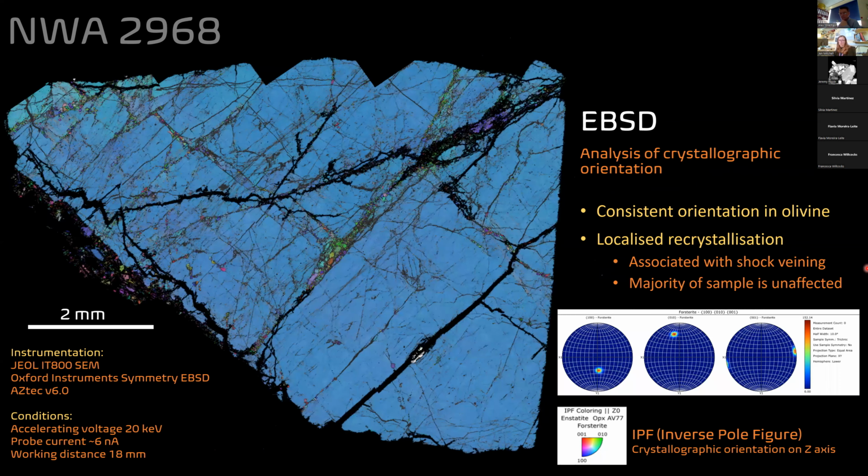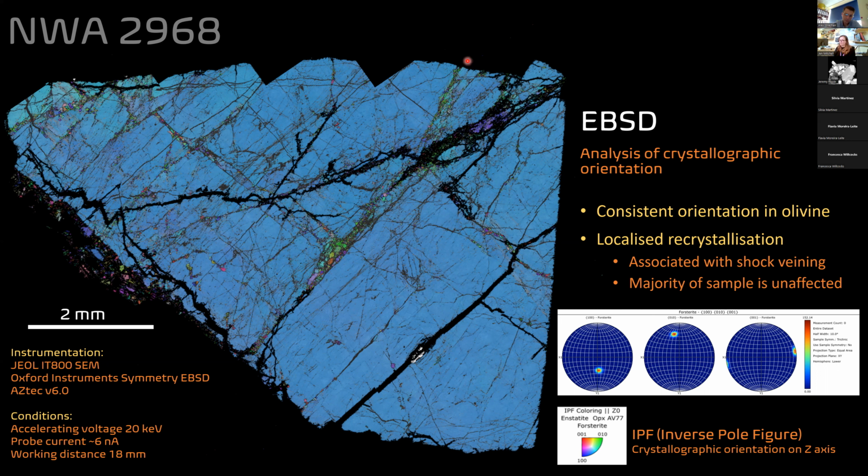So this is the new data I was talking about. This is an EBSD map. This is an inverse pole figure map on the z-axis. And again, in this one, all the different colors relate to different crystal orientations. So those big olivine grains are basically all pointing in the same direction. As you can see on this little plot here, there is basically nothing really happening in this rock. Despite all the shock veining, it is pretty unremarkable.